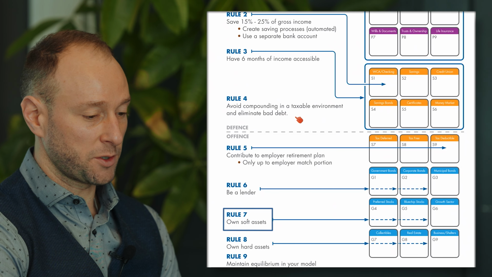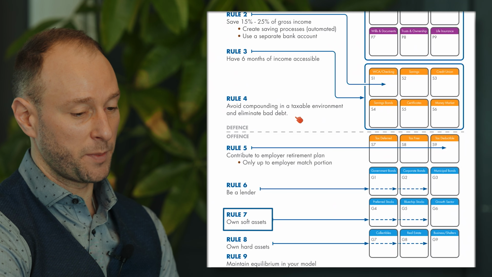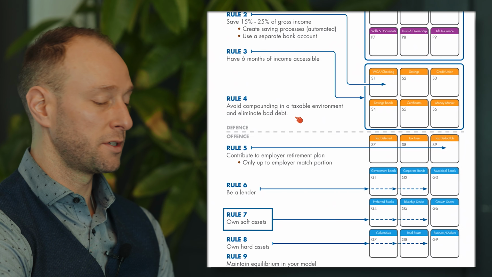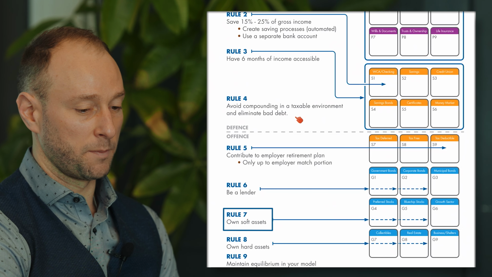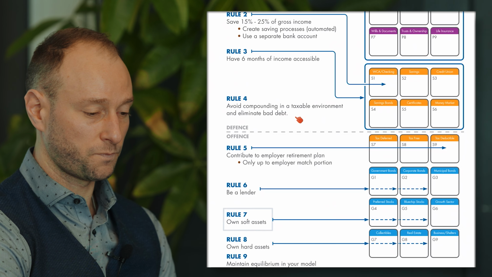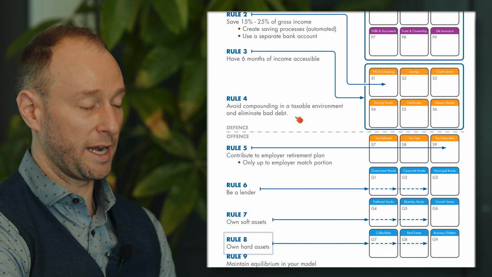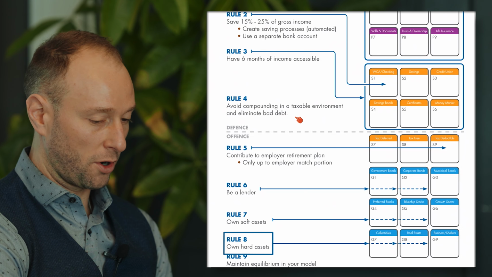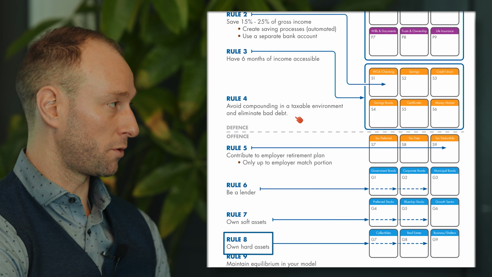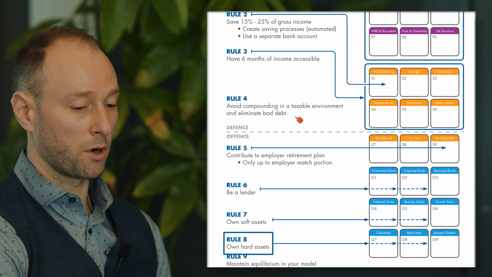Rule 7 is owning soft assets. So this is typically equities or stocks, but we also put in private equity in here. So investing in Canadian businesses. And then number 8 is owning actual physical hard assets. And this is where potentially your cars, if you own gold, physical gold, real estate or businesses.